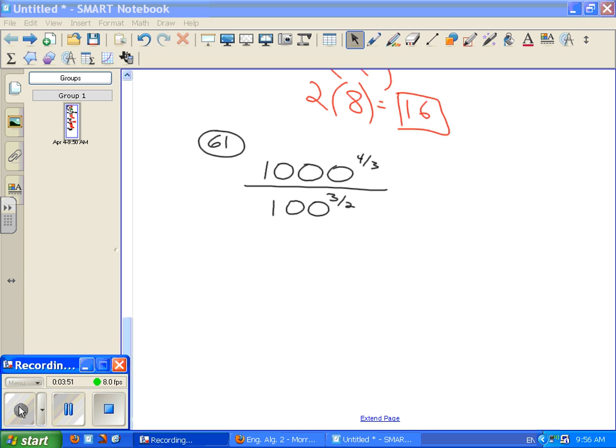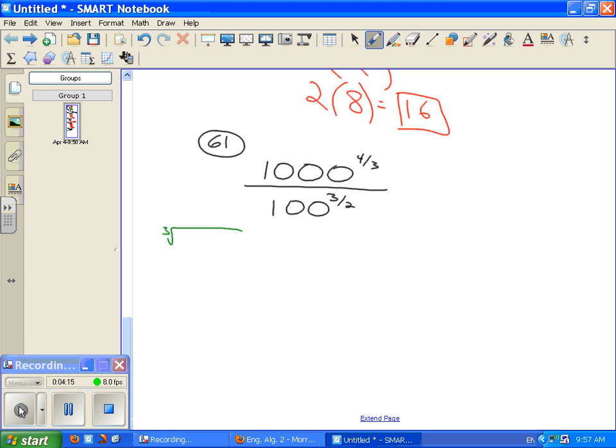Okay, lots of ways to do this one, now that you guys have so many exponent rules. So what's one way that I could start this one? Could change them into radicals. Okay, both the top and the bottom? Yeah. Okay, so what will this top one look like if I make it into a root form? Cube root of 1,000, parentheses to the 4th power. Okay, over.